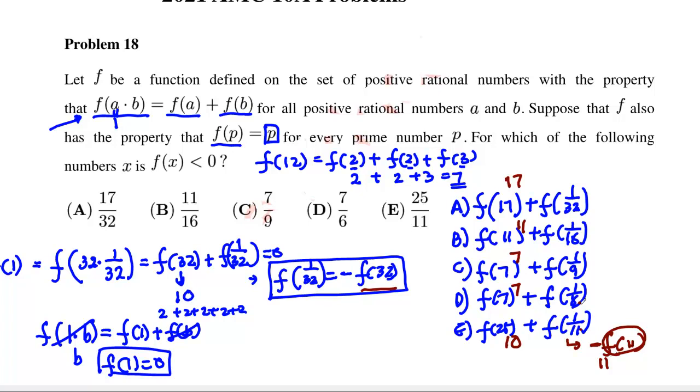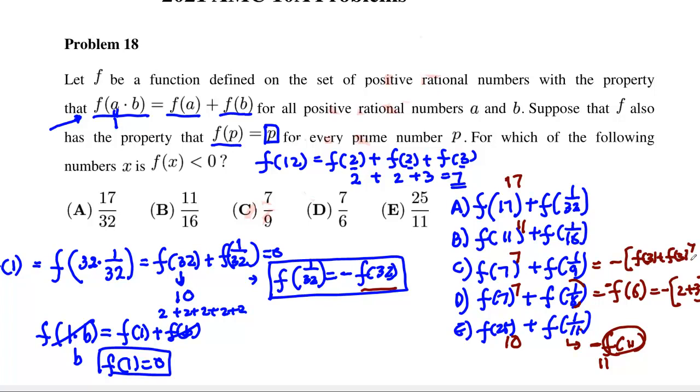But when you deal with f of 1 over 6, this is f of 6 with a negative sign. 6 is not a prime number, but it's still positive. So this is negative f of 2 times f of 3, right? 2 times 3 is 6, so 2 plus 3 is 5. It's just the same thing with 1 over 3: negative f of 3 is f of 3 plus f of 3.